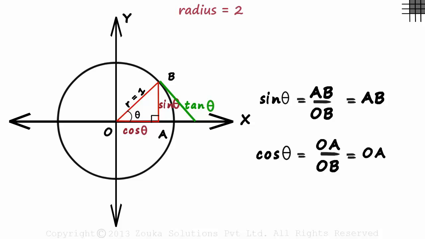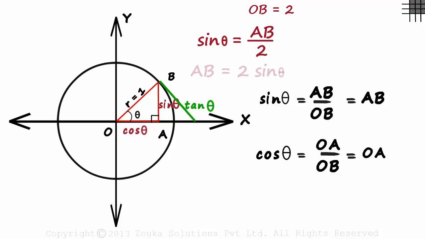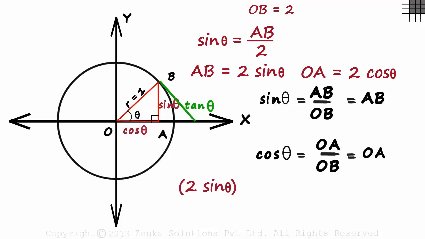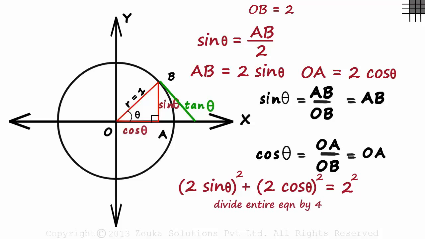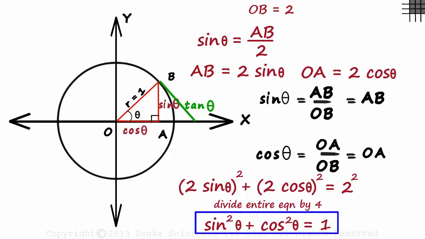Let's assume the radius was 2. So OB would be 2 in this case. Sine theta would be AB by 2. And AB would be 2 sin theta. Similarly, OA would be 2 cos theta. Using the Pythagoras theorem, we can say that 2 sin theta the whole squared plus 2 cos theta the whole squared will equal 2 squared. Dividing the entire equation by 4, we will get sin squared theta plus cos squared theta equal to 1. It doesn't matter what the radius is. This will always be true.